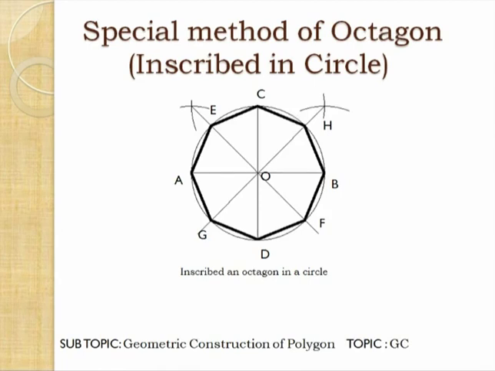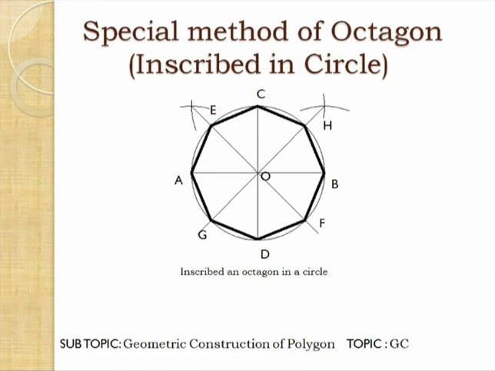This is again the special method of octagon inscribed in circle. Here also we are not knowing the length of the side of the octagon. Here we are knowing the size of the circle, means diameter or radius of the circle. So first of all you draw the circle having the given diameter, and you draw horizontal diameter AB, then vertical diameter CD.